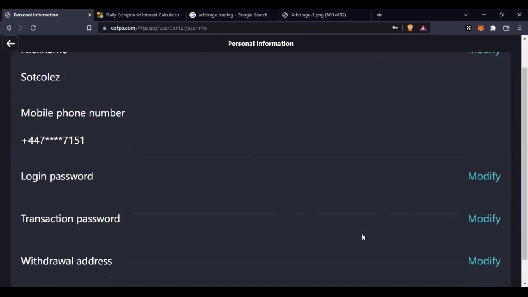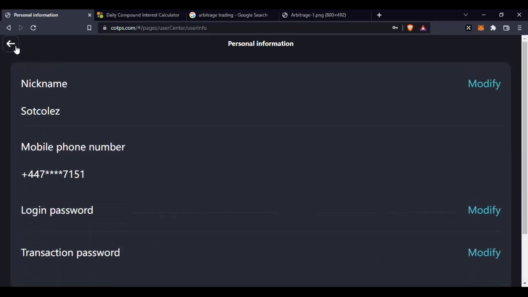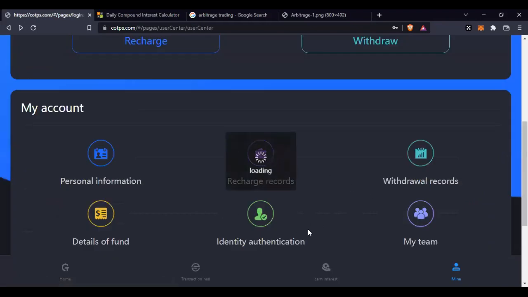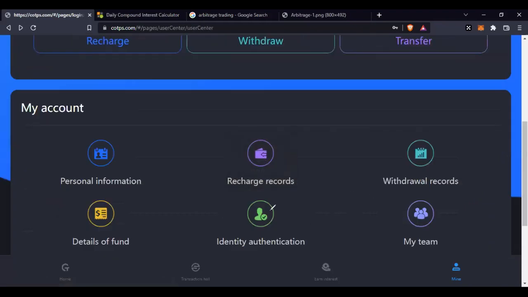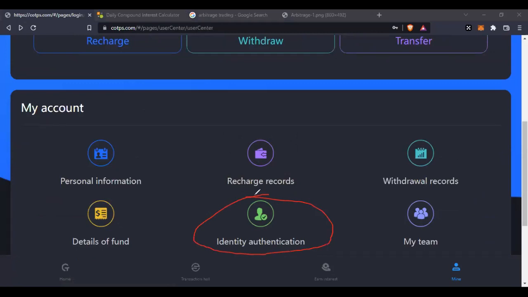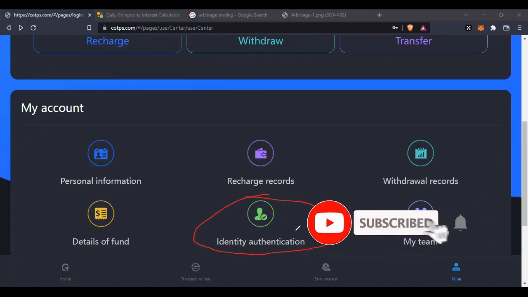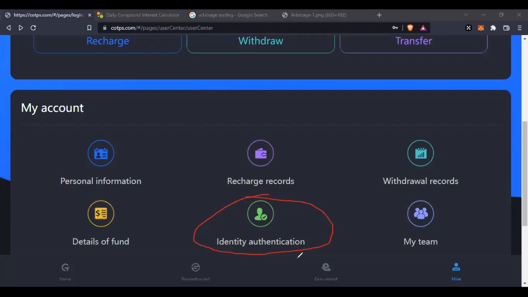And another thing, there is what they call KYC. Let me mention this for those of you who don't know. There is what they call KYC, this identity verification. You need to do this to be able to withdraw. Let's say your account grows from $100 to $2,000. You can't withdraw the $2,000 at once without having KYC, all right? And the KYC on this platform is very simple. It's not something you stress yourself about.